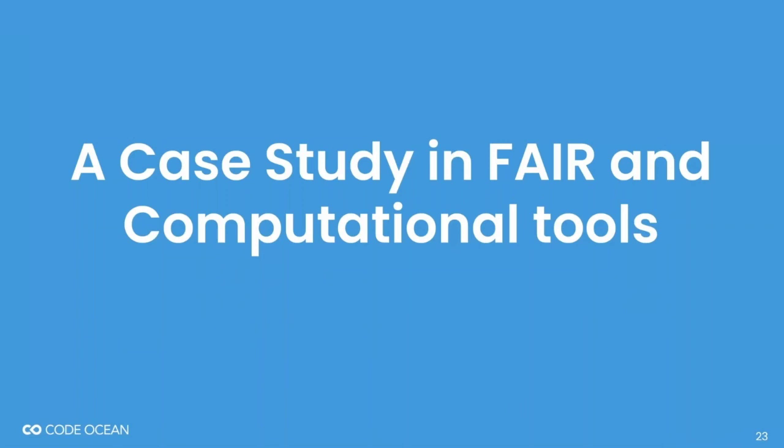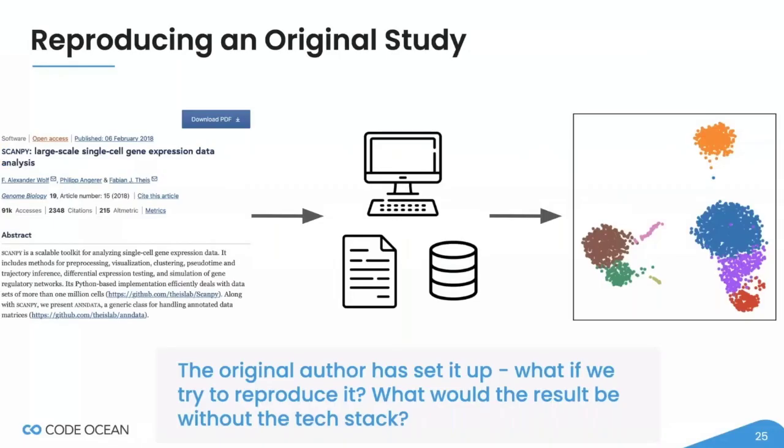So now that we've gone over the best practices in the FAIR-R tech stack, I would like to present you a case study, specifically centering around FAIR-R and computational tools. The example I would like to give is in reproducing an original study. Let's say you are beginning with the publication on the left, which is Scanpy, large-scale single-cell gene expression data analysis. It comes from the Theis Lab, and it's a very popular toolkit to use for functionality similar to Seurat and DESeq2 in Python.